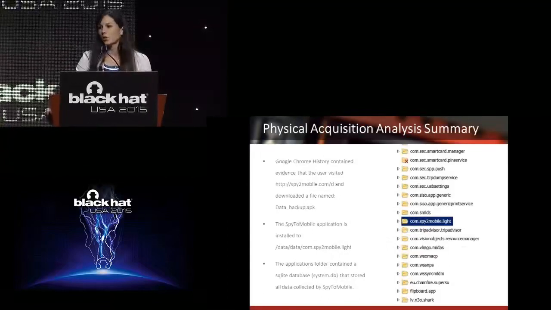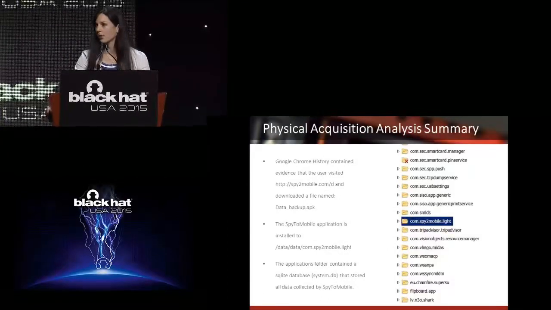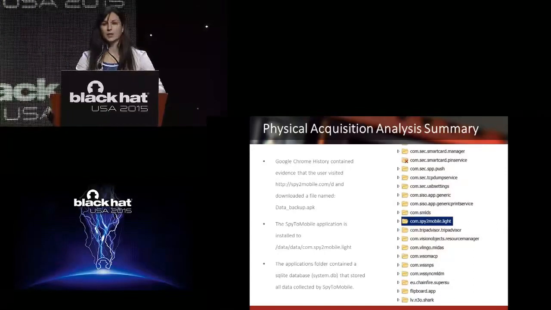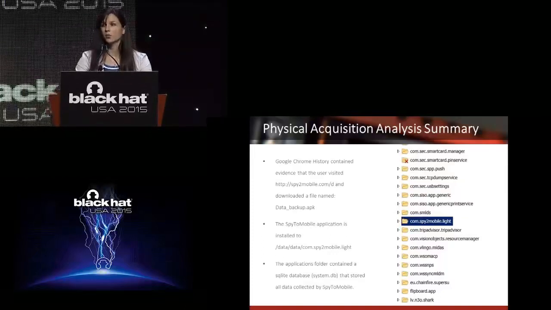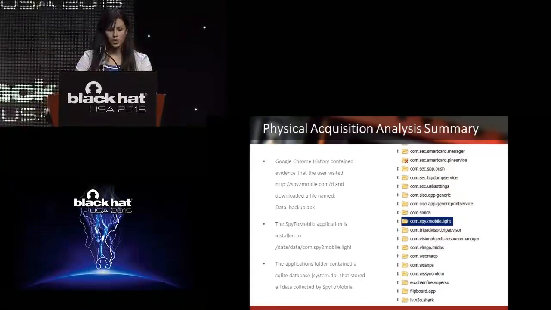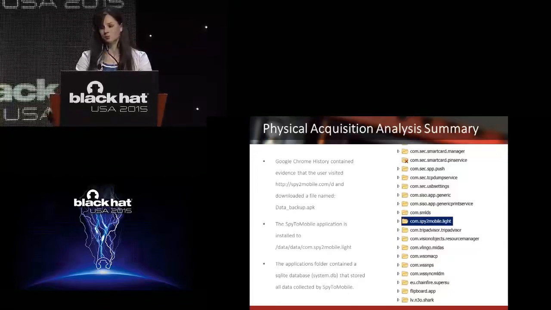So we took a physical rip of the phone using Cellebrite's UFED for PC, and then analyzed the rip using Cellebrite's Physical Analyzer. We can see the Google Chrome history where the attacker went to Spy2 Mobile's website and downloaded the data_backup.apk file. And we can see where Spy2 Mobile is installed in the root directory. If you drill down into Spy2 Mobile's folder structure, there is a SQLite database called system.db, and that is where all the data collected by Spy2 Mobile is stored.